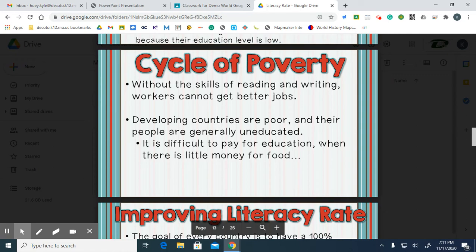Developing countries are poor, and their people are generally uneducated. It is difficult to pay for education when there is little money for food. Okay, so that comes back to our wants versus our needs conversation.